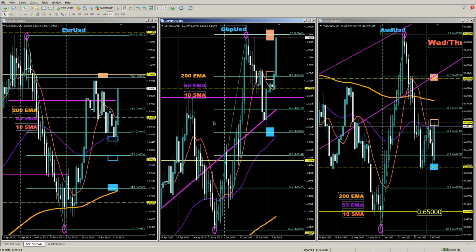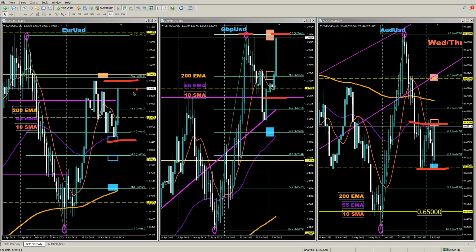And across these major pairs, the Euro and the Aussie dollar were mainly still consolidating within the previous week's range. Whereas the pound sterling, the cable against the US dollar, has been more bullish than the other two, after finding support from a previous resistance and managing to retest the recent highs. So we'll see whether that's going to continue this week.